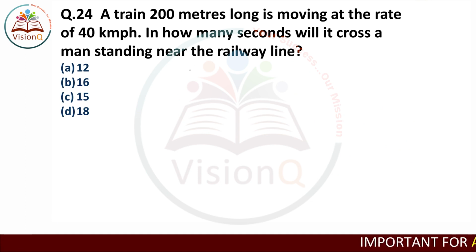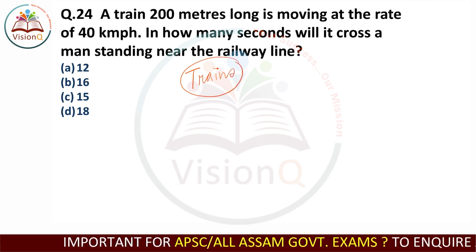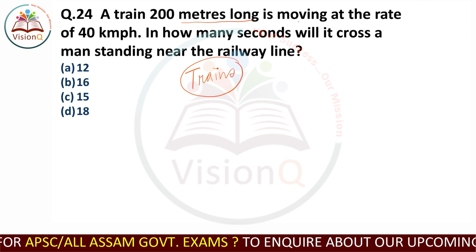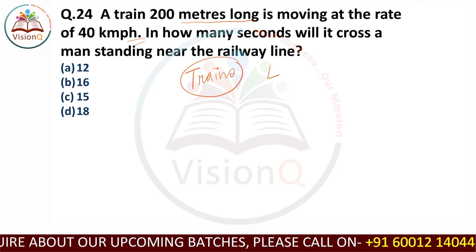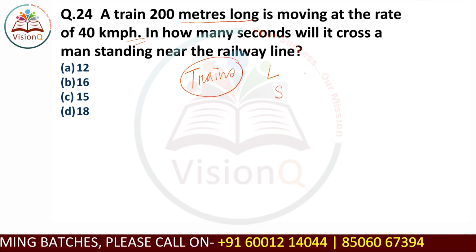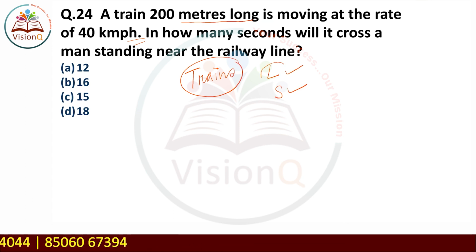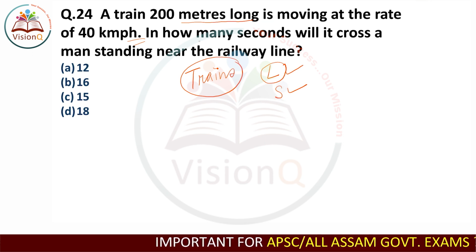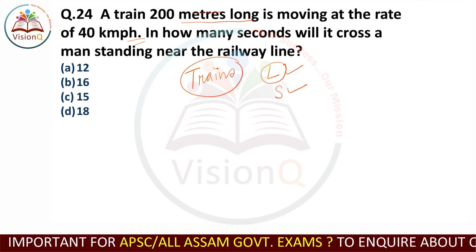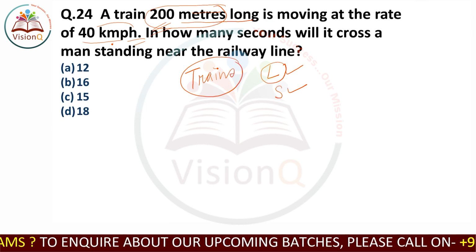A question based on the topic of trains. The train is 200 meters long and is moving at a rate of 40 km per hour. Any train has two parameters, length and speed. In any question of trains, I need to find out these two parameters. If length is given, sometimes it is asked to find the speed, or if speed is given, sometimes it is asked to find the length. Now in this question, both the length and the speed of the train are given. Length is 200 meters and the speed is 40 km per hour.